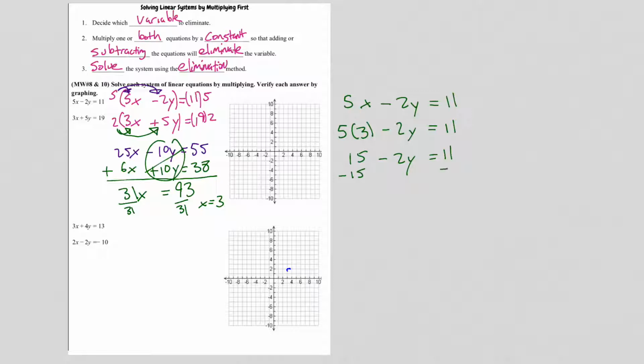Minus 15, minus 15. You get minus 2y is equal to minus 4. Divide by a negative 2. Y is equal to positive 2. So the solution here is 3, 2.